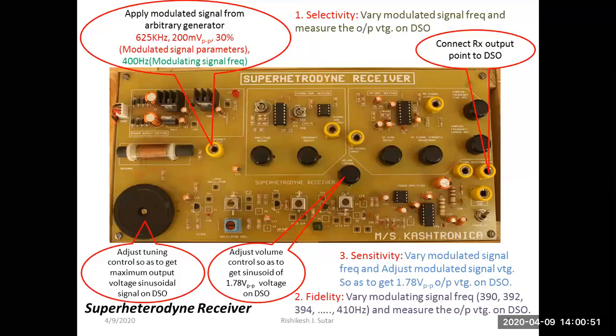The important questions for this practical are: explain the diagram of the superheterodyne receiver, explain the characteristics of the superheterodyne receiver, that is, what is sensitivity, what is selectivity, what is fidelity, and draw the corresponding graphs of selectivity, sensitivity, and fidelity. These are the questions for the superheterodyne receiver experiment.